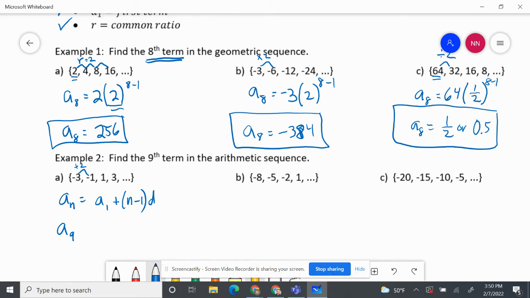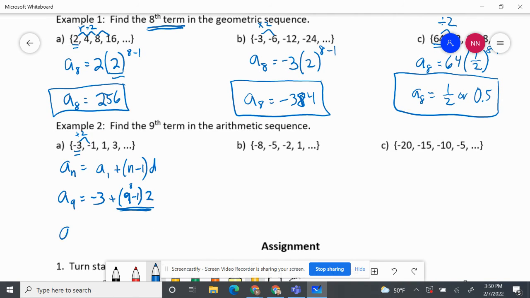So a sub 9 is equal to negative 3, that being our first term. Then we have plus 9 minus 1, and then we're adding 2, so we're going to put a 2. Order of operations, we're going to multiply first, but in my head, I know that 9 minus 1 is 8. So that gives me 16, and then 16 plus a negative 3 gives me a sub 9 is equal to 13.